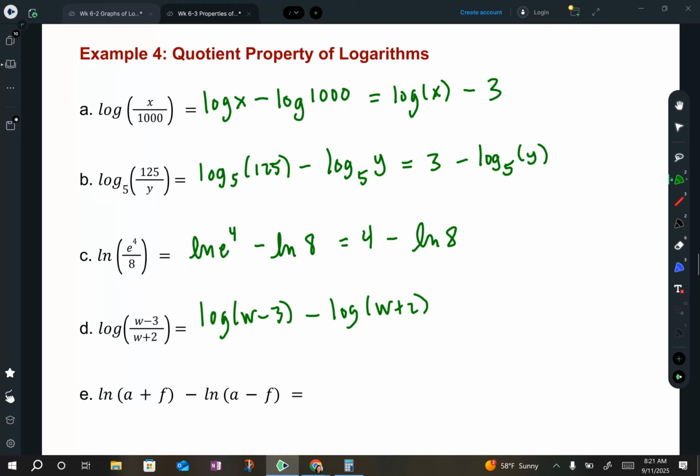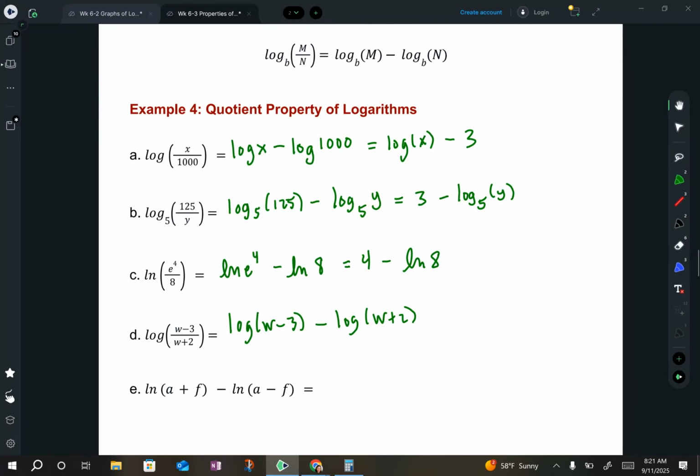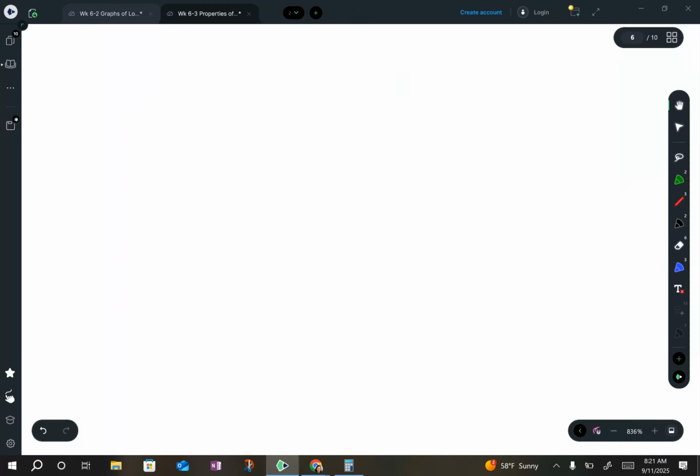And now going back the other direction. So let me just zoom out a little bit so we can see the property. Again, we're going to start on the right, and we're going to condense to form a single logarithm. We have the natural log of a plus f minus the natural log of a minus f. So this condenses to a single natural log of a plus f over a minus f. And sometimes when you're simplifying, that's going to be useful as well.